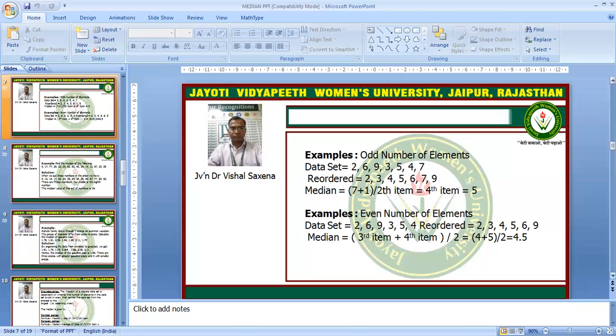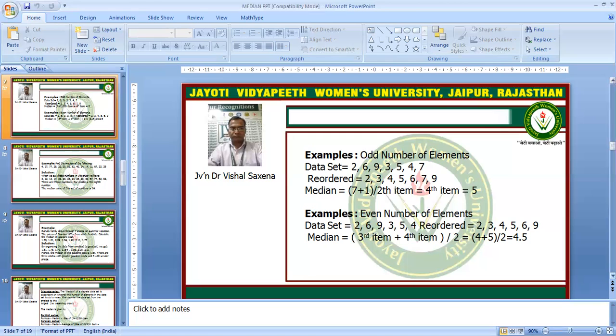Now next we take an example. We are given a data set: 2, 6, 9, 3, 5, and 4. We have to find the median. First we have to arrange the data in ascending order: 2, 3, 4, 5, 6, 9. And we can observe that the total number of data is 6.